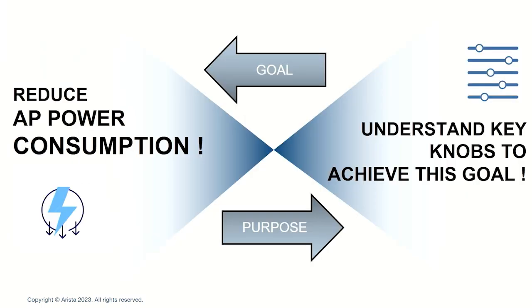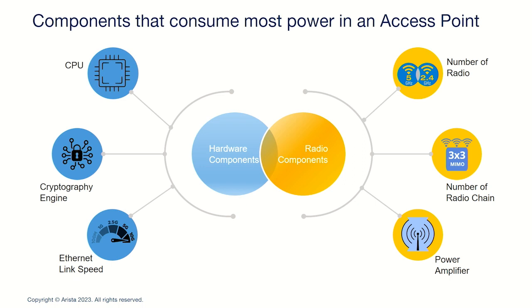So what is the goal? The goal is to reduce the AP power consumption, and the purpose of this presentation is to understand the key knobs which will help us in achieving this goal. For that, we started a study where we found the components which are the power guzzlers in an access point. Hardware components like CPU, a cryptography engine, and Ethernet link speed consume the most power. From the radio components, it is the number of radios, the number of radio chains, and the power amplifier which consume the most power.